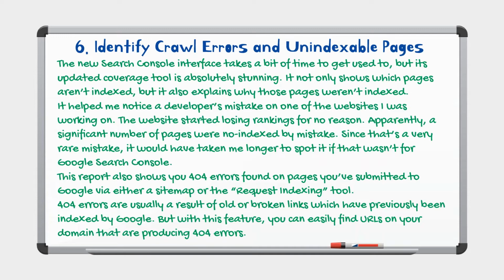So it helped me notice a developer's mistake on one of the websites I was working on. The website started losing rankings for no reason. Like I saw in the rankings report, we were tanking. Well, apparently there was a significant number of pages that were marked no index by mistake. And since that's a pretty rare mistake, it would have taken me a long time to figure that out if it weren't for Google Search Console. I was in there already checking keyword rankings. I could go to the report, I could look at the errors, and I could see that I had 404 errors on pages, or that I had marked things no index.